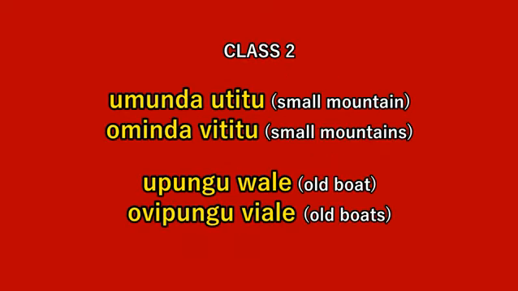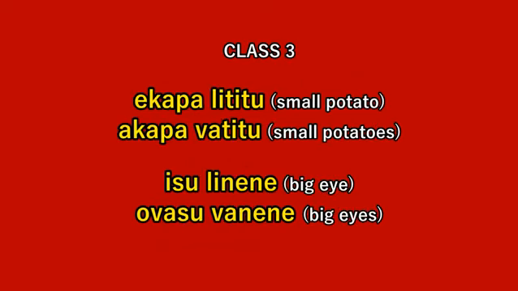umunda utito, a small mountain; ominda vitito, small mountains; upungu wale, old boat; ovipungu viale, old boats; ekapa litito, a small potato; akapa vatito, small potatoes; isu linene, a large eye; ovasu vanene, large eyes.